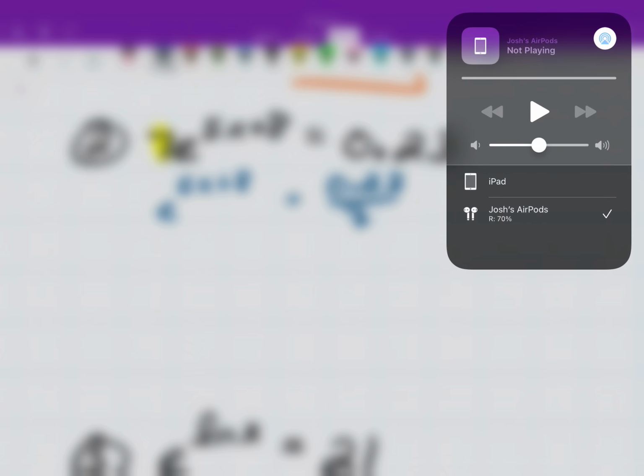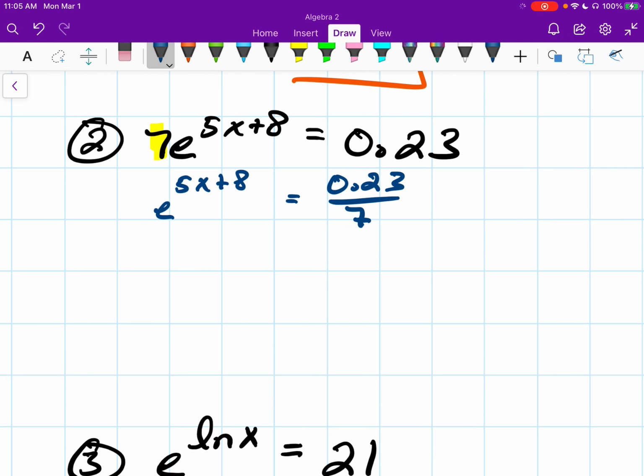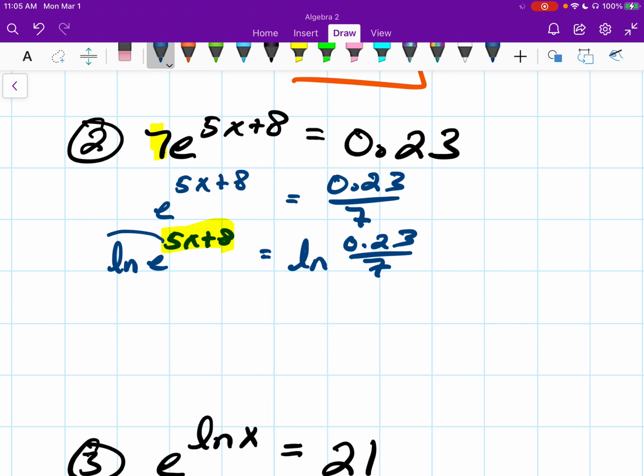Let me make sure this is still connected. Oh, it is, okay. Now I'll take a natural log of both sides. So I'll have the natural log of e to the 5x plus 8 equals natural log of 0.23 over 7. I'm going to take this exponent and put it out front. And then my natural log of e will be 1, so it can just go away. So I'll have 5x plus 8 equals the natural log of 0.23 over 7.